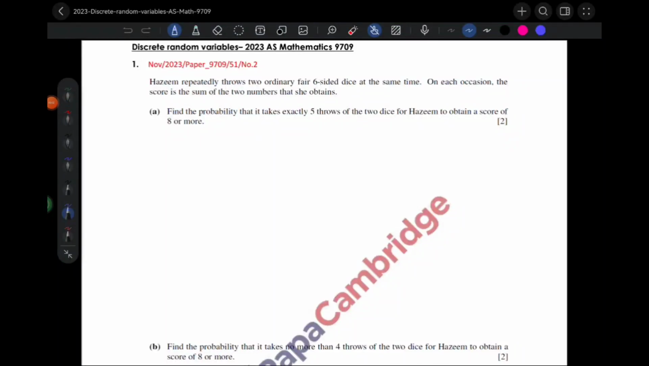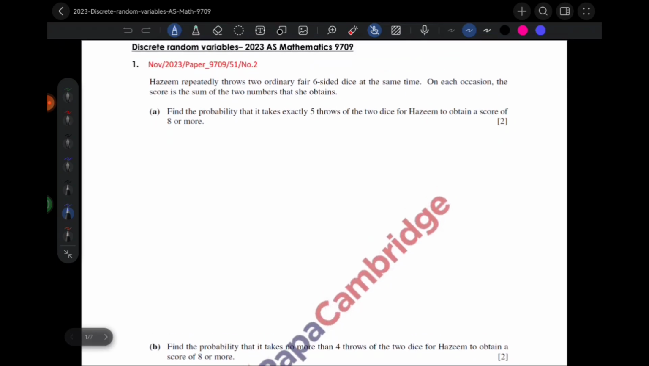Hello everyone, today I will discuss this topic, discrete random variables. I took this file from the Pepper Cambridge site, so you can take a look at that website. Let's jump into the first question. I have a couple of questions, five of them.